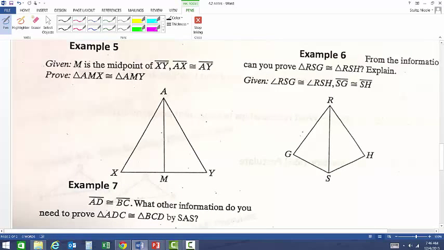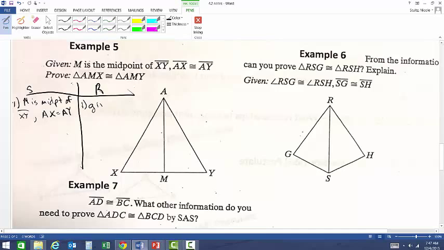We're actually going to do a full-fledged proof in number 5. If you remember, to do a proof, you need a statement and a reason column. And what always, always, always comes first is your given information. You have to restate it. So you're going to write M is the midpoint of XY, and AX equals AY. And the reason for that is it's given.